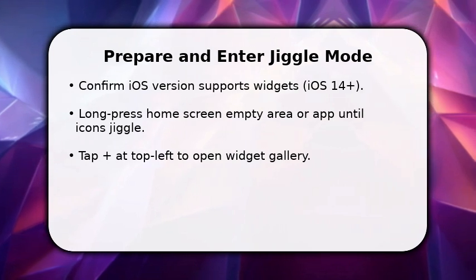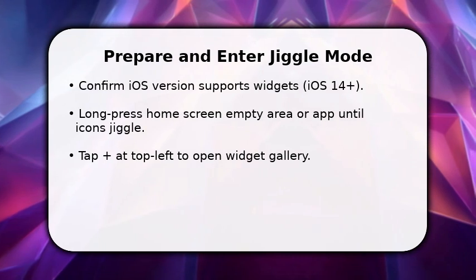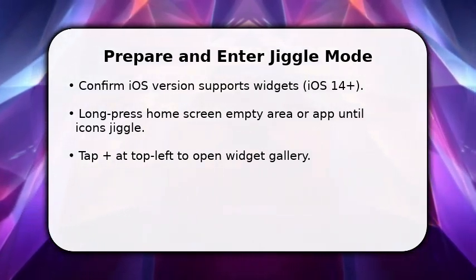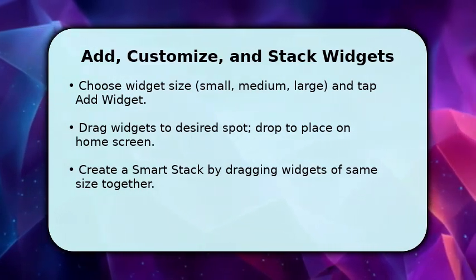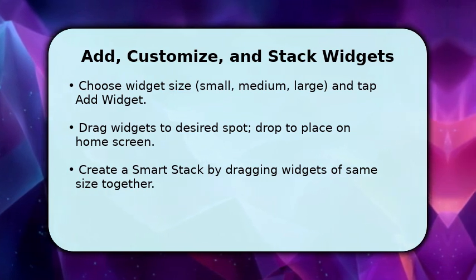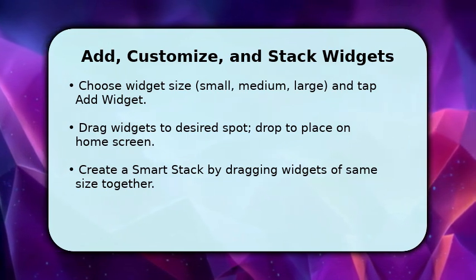browse sizes and types. You do this now so you're inside the one interface that controls adding, stacking, and replacing widgets across pages and the Today view. You pick a widget and choose a size that fits your layout. Small, medium, or large each show different info density, so choose based on what you need at a glance. Once you tap Add Widget, drag it where you want and release to place it.